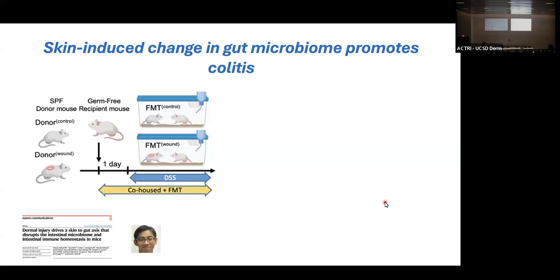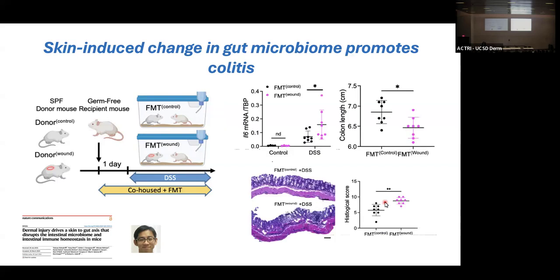And the simple test was to actually do that fecal microbiome transplant that you've heard about. So we took mice with skin wounds and normal mice and collected their poo and then gave it to mice that had no skin wounds, identical mice. So the only difference between the two mice would be the microbiome itself. And when we did that, we confirmed the hypothesis: the mice that received a fecal microbiome transplant from a skin injury mouse got worse colitis than those that got the poo from healthy mice. So there's some probiotic for you.